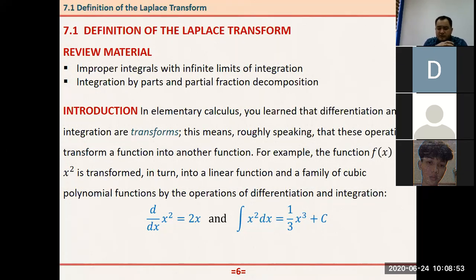The Laplace transform is something like this, but it's quite different, and it is a very useful tool to solve linear differential equations. We'll see some problems we cannot solve using the techniques and methods we have learned so far. But by using the Laplace transform, especially for differential equations with boundary conditions, it is a very powerful tool to solve those kinds of equations.